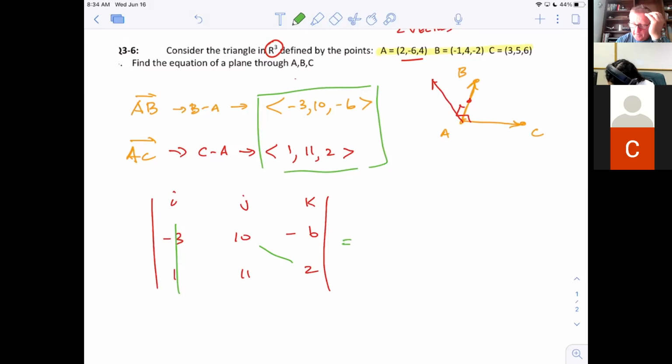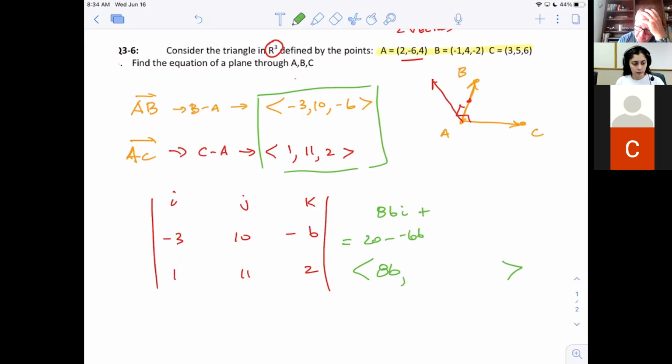So go slowly, like maybe even do what I'm about to do, which is to say, okay, 10 times 2 is 20 minus 11 times -6 is -66. Oh, that's actually 20 plus 66. So that's 86. And I'm remembering that's my X component. So you could just write it this way. You don't have to have IJK, or you could write 86i and then move on to j.